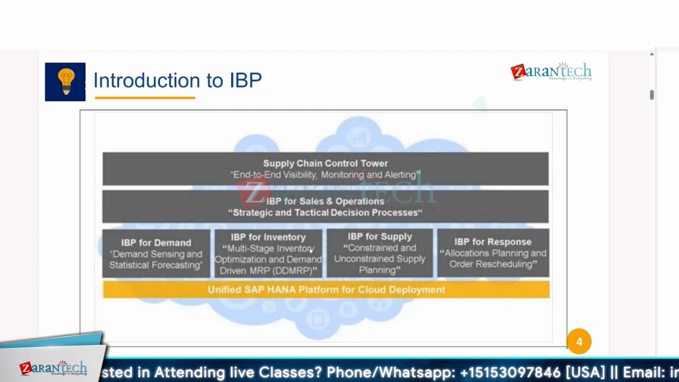So that's how the horizon is built in the IBP process. Now the next is basically IBP for response and allocating. What it does is, now the fourth pyramid or fourth box basically talks about balancing the demand and supply.